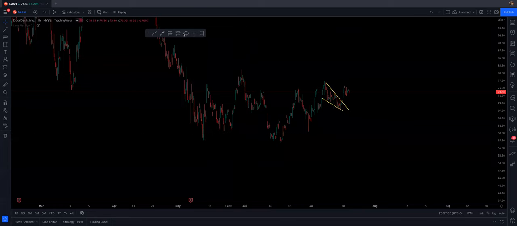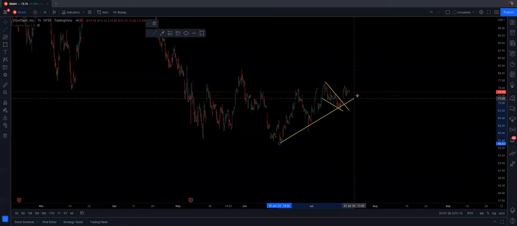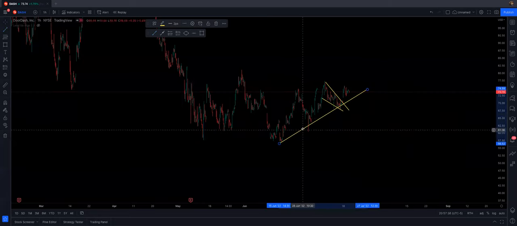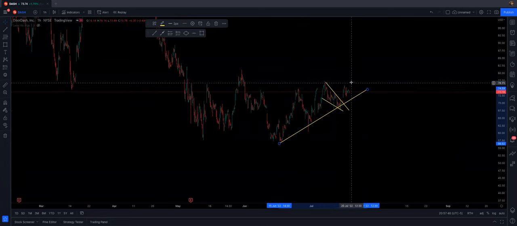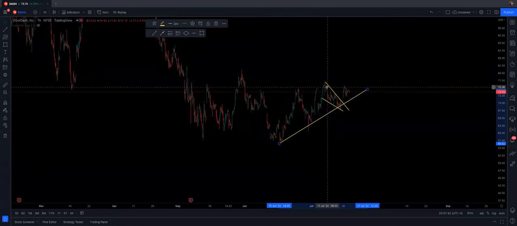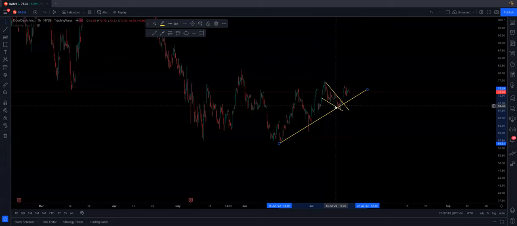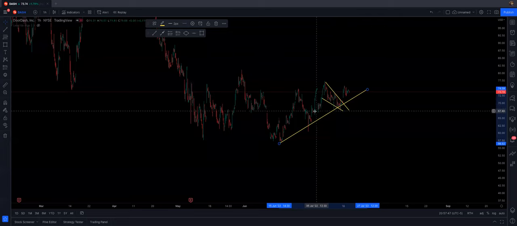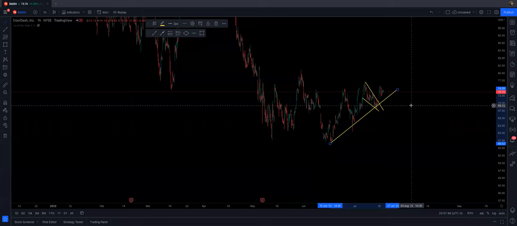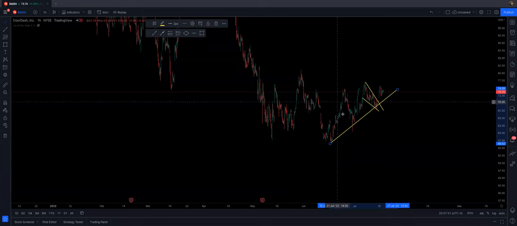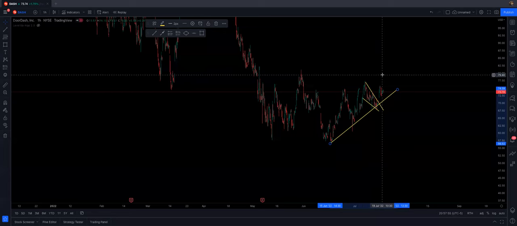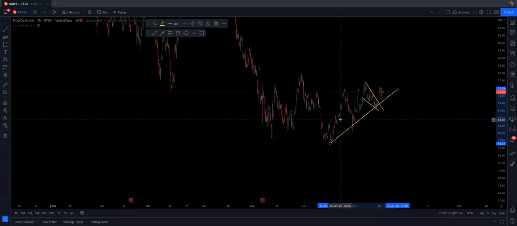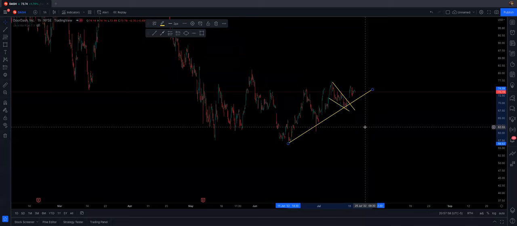Actually, hold on. Let's make it make sense. If we drew another one from right here to right here, it gave you another entry before the triangle traders. Literally, right there, we had a breakdown into the trend line, falling wedge, and gapped up. That is the advantage that you have when you learn trend lines.